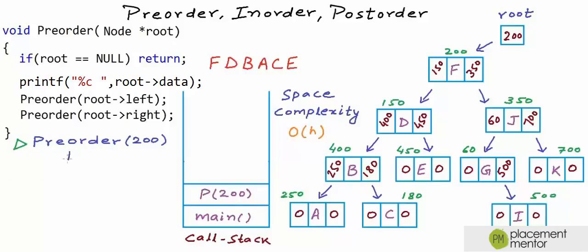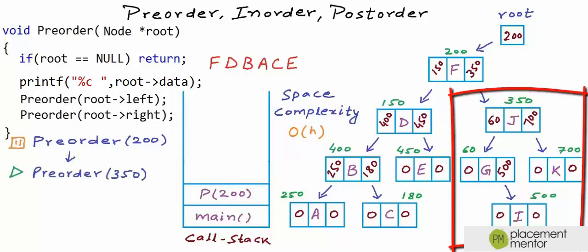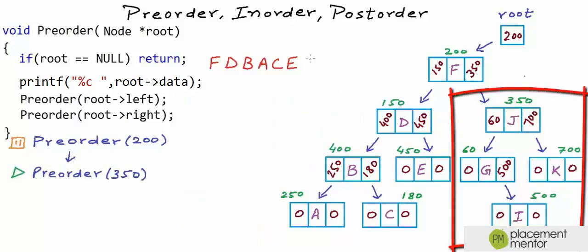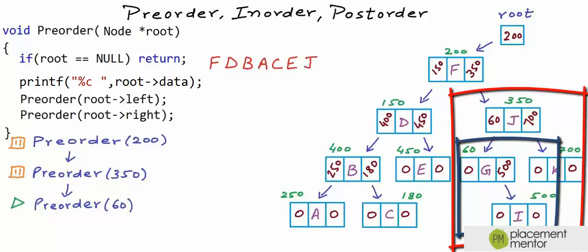we will make a call to visit this particular subtree. In this call we will print j, and then we will make a call passing address 60. So now we are visiting this particular subtree. Here we will first print g, and then this guy will make a call to preorder 0, which will simply return, and then there will be another call to preorder 500.